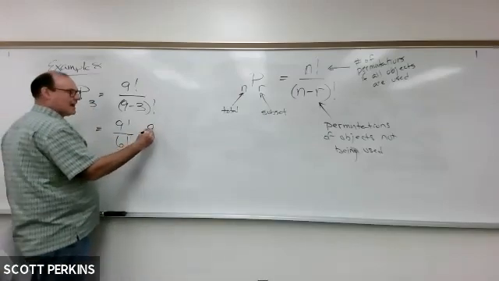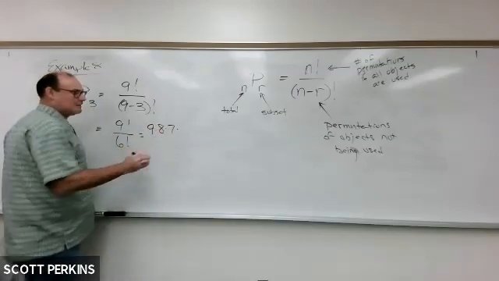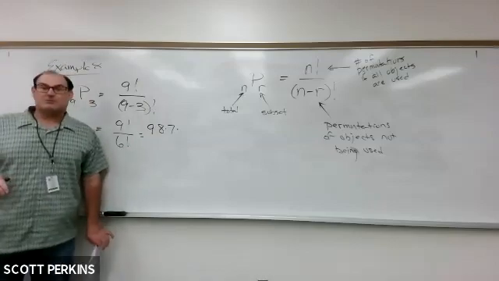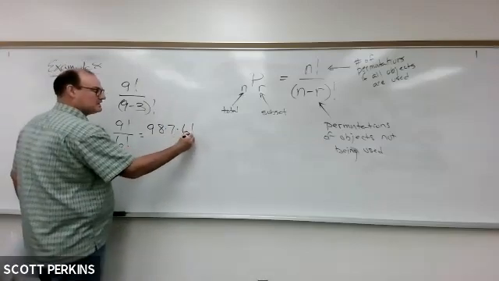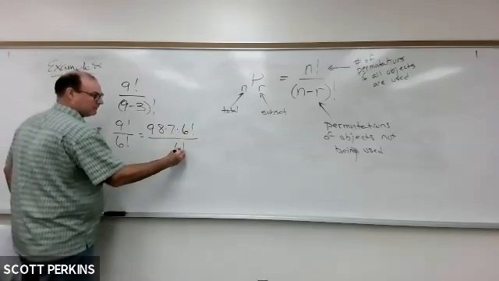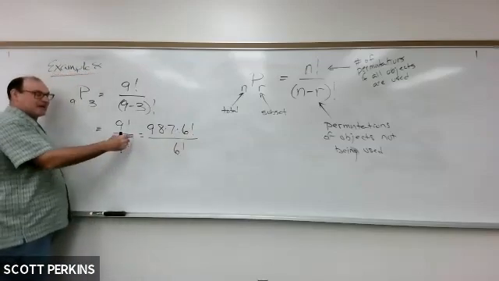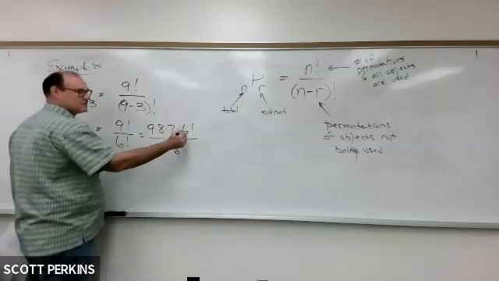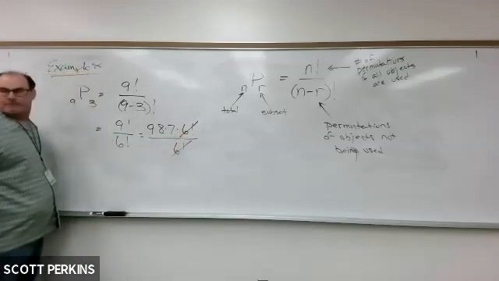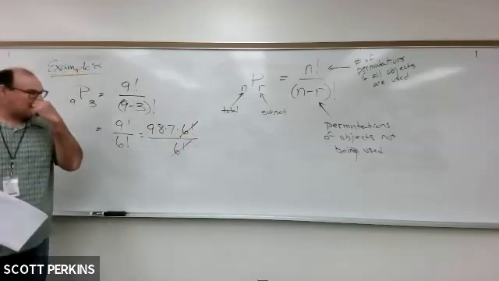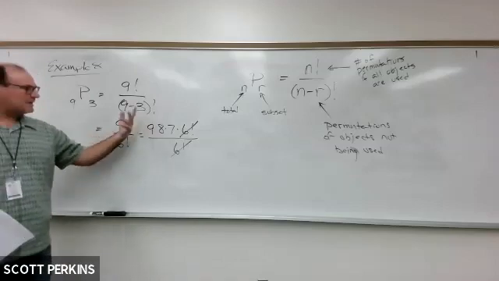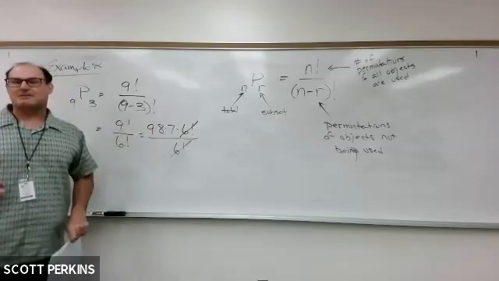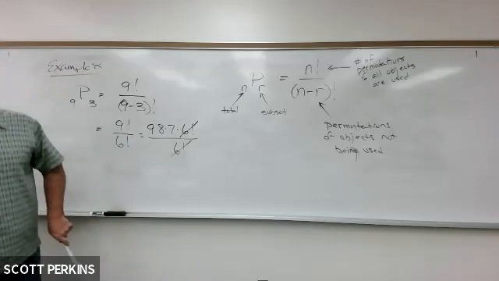9 factorial is 9 times 8 times 7 times then 6 times 5 times 4 times 3 times 2 times 1, which is 6 factorial. The reason I stopped there is now I can cancel the top and the bottom. 6 factorial, see you later. And so 9 times 8 times 7, 9 times 8 is something times 7, what is that? 504?